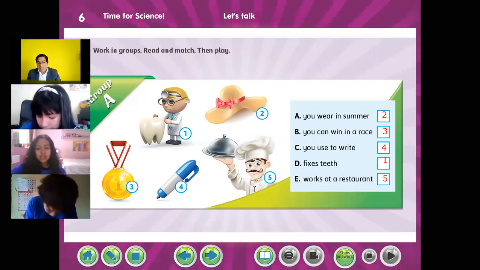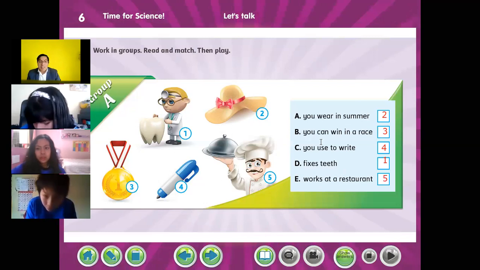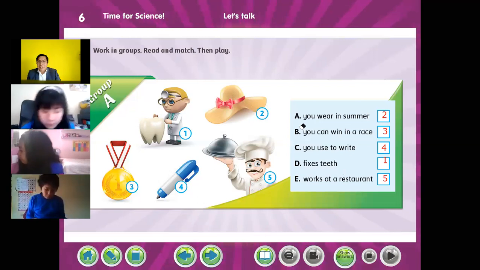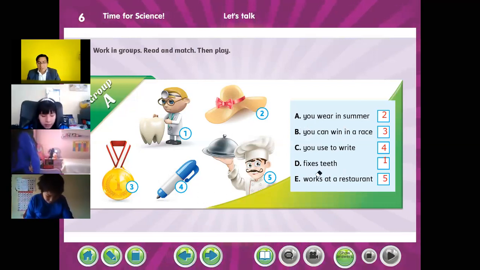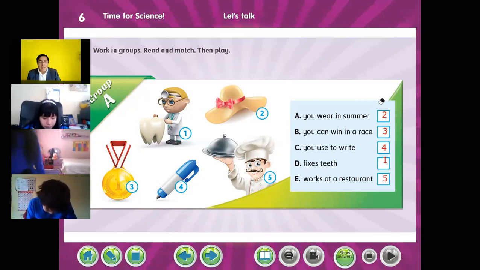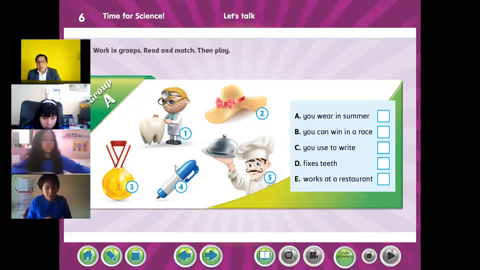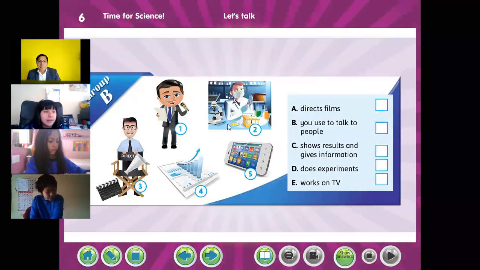The cook. The chef. Complete, please, in your books. Okay. You see, these are the answers. Now, this is the information we use to create riddles. Okay. Now, for group B, the same. Let's answer. In group B, we have some information, not the same.